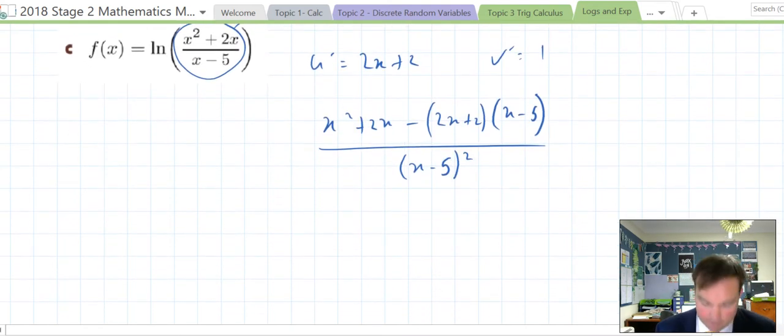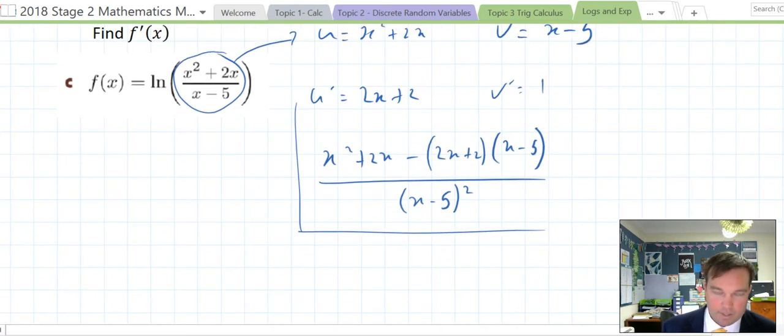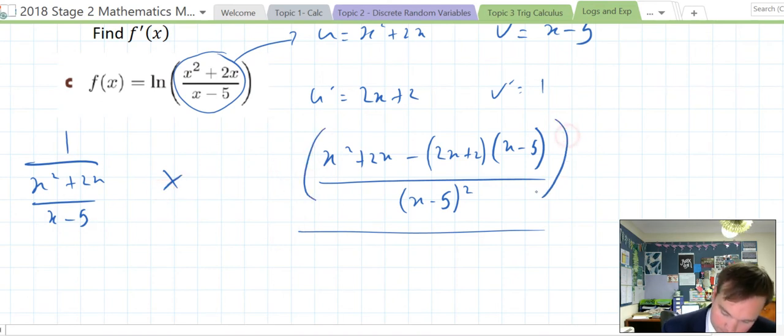And then, once we've got that off to one side, we can use it to calculate the main derivative. So the main derivative is that on top of 1 divided by this. So it looks like, that's terribly explained, but it looks like 1 on x squared plus 2x on x take 5 multiplied by everything in this bracket here.